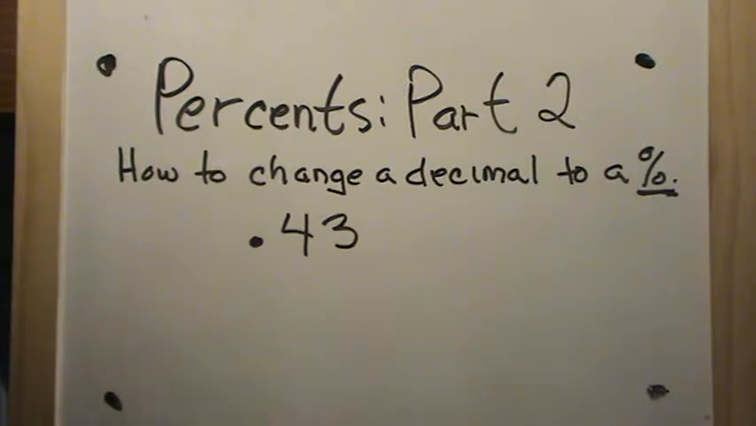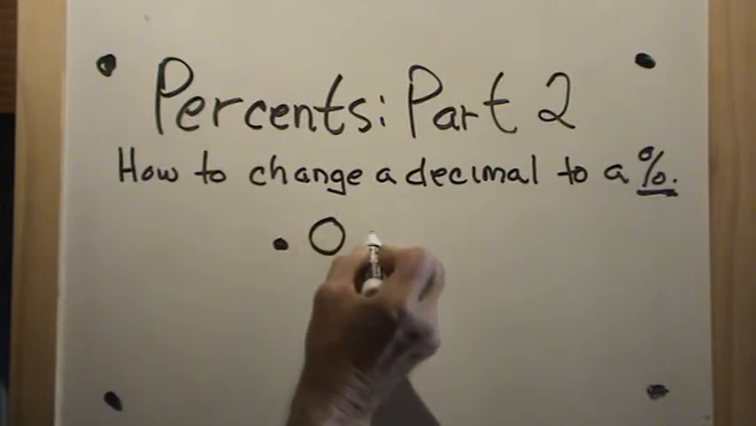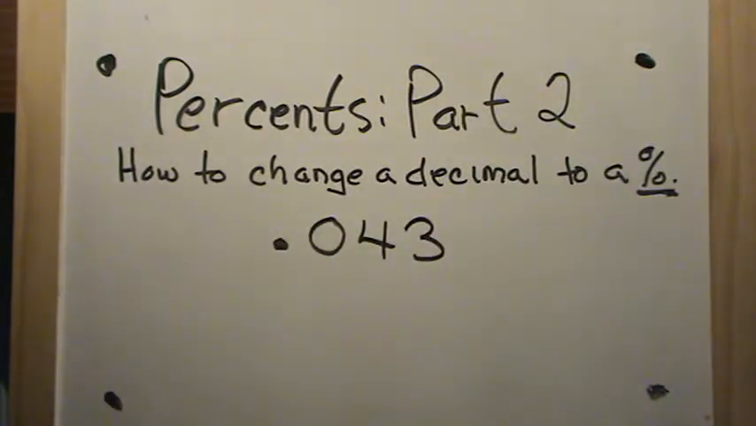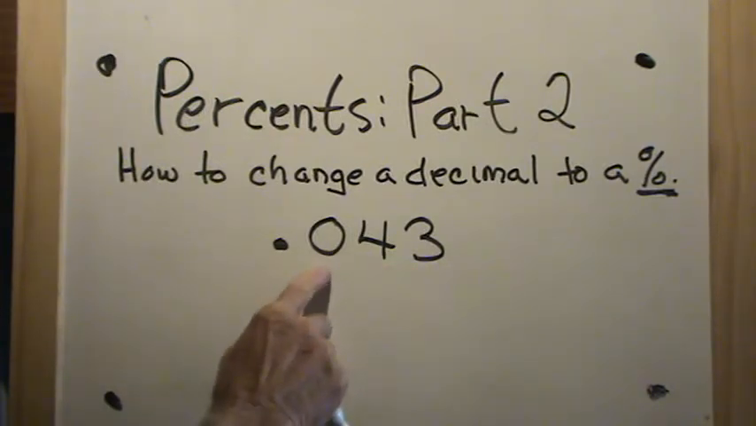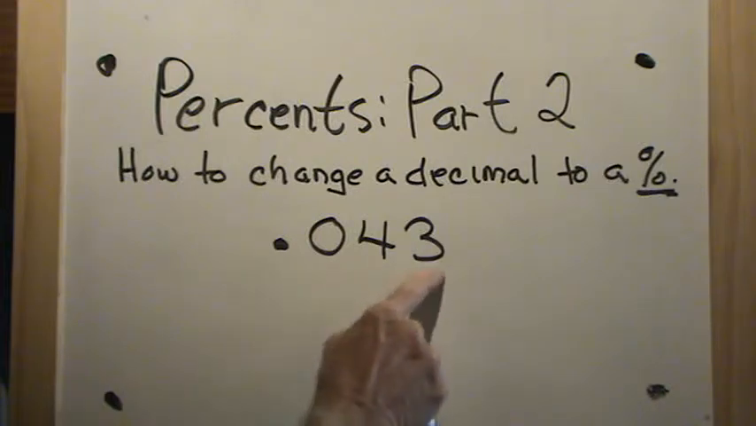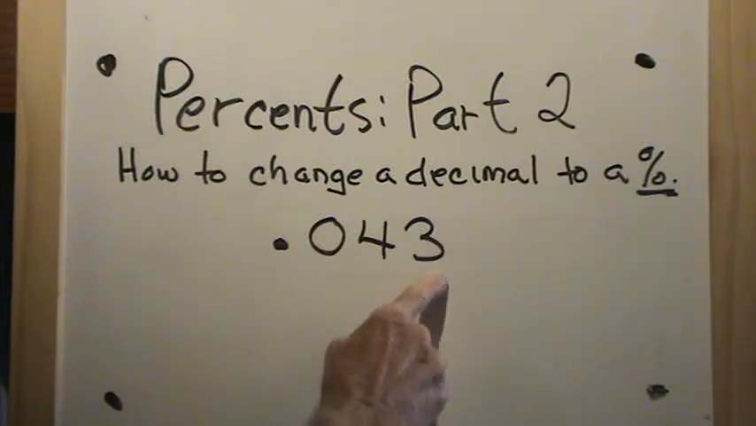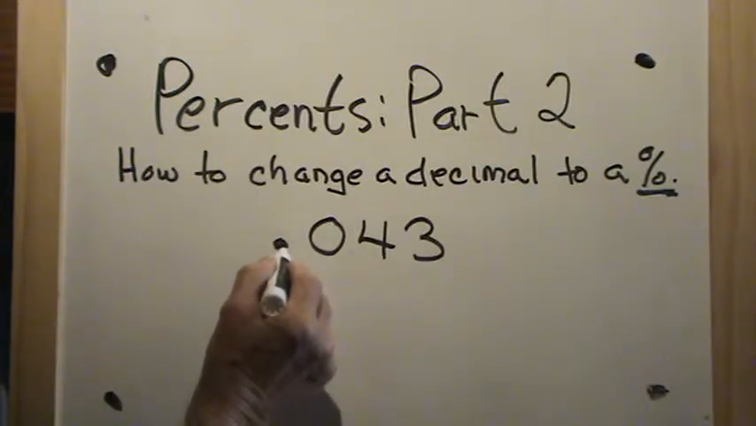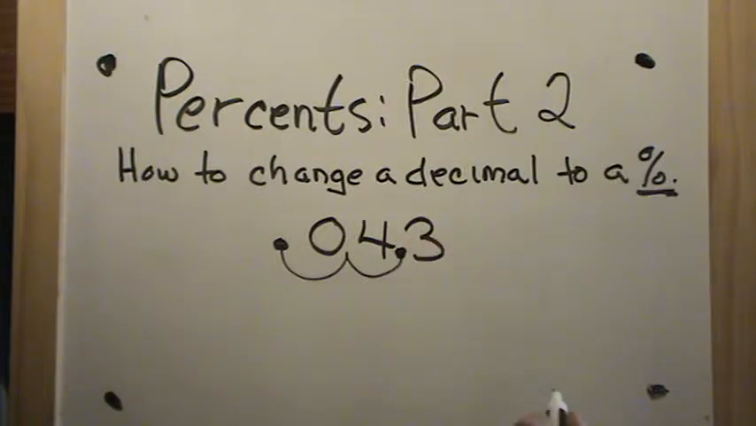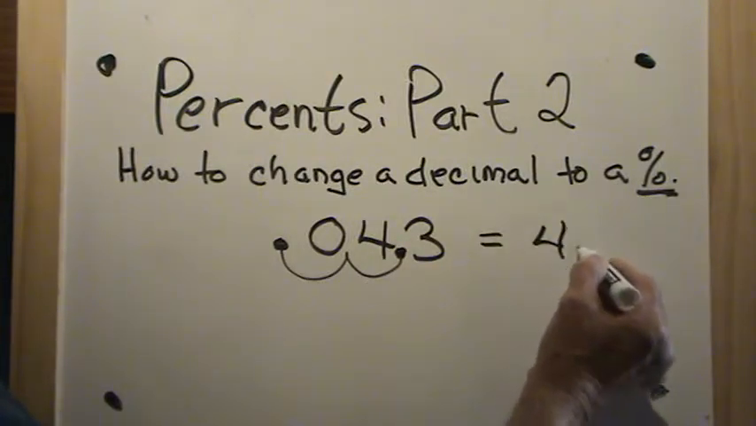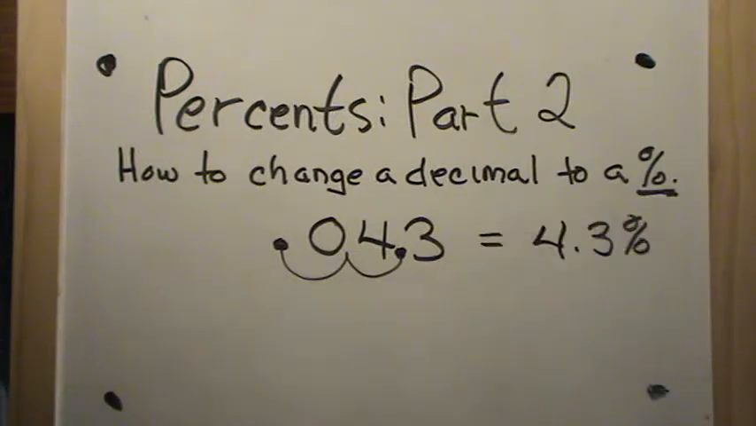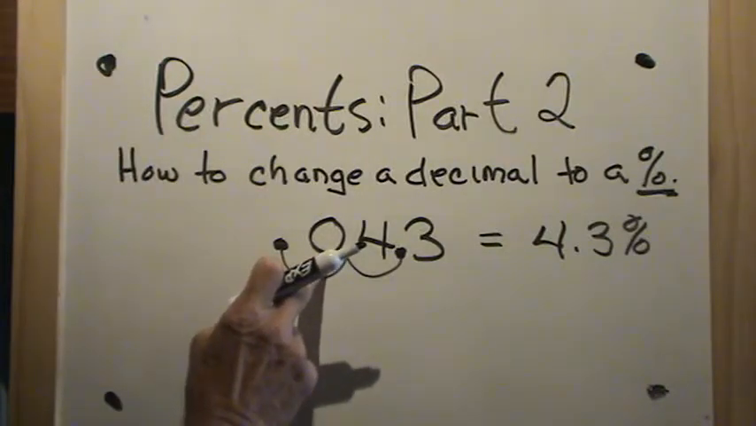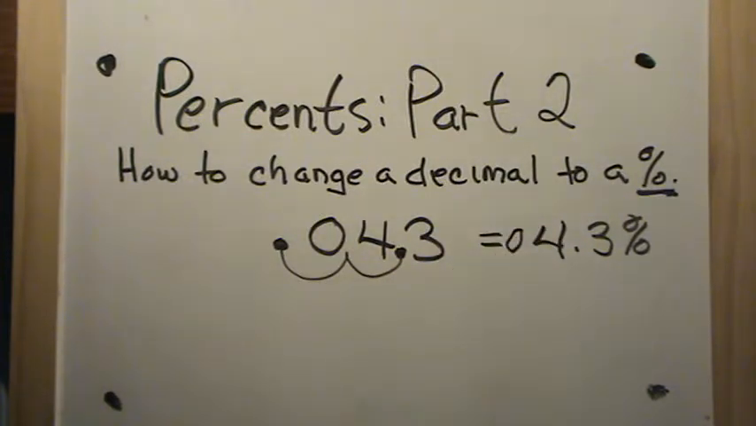Now, if I had the decimal, let's take this. Now this is .043, 43 thousandths. So to change any decimal to a percent, I move the decimal point 2 places. 1, 2. So this would be 4.3%. I don't keep the zero because if I had a zero here, it would be silly because the zero doesn't mean anything.